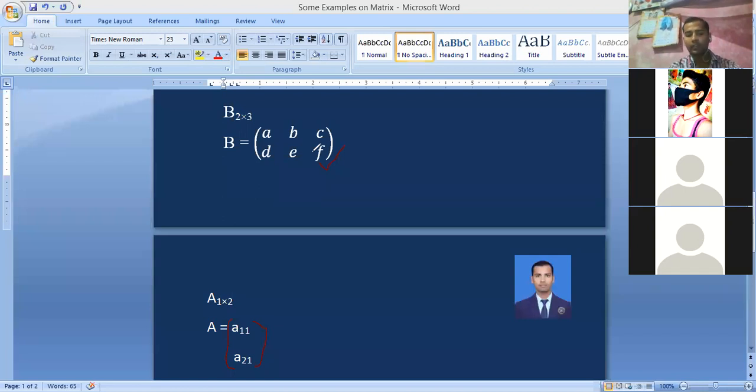So, which matrix is this? Rectangular matrix, because here the numbers are arranged in the form of a rectangle. It looks like a rectangle, so this is our rectangular matrix. And the order of the matrix is what? 2 into 3, is it three? So will you do question number 4 accordingly.